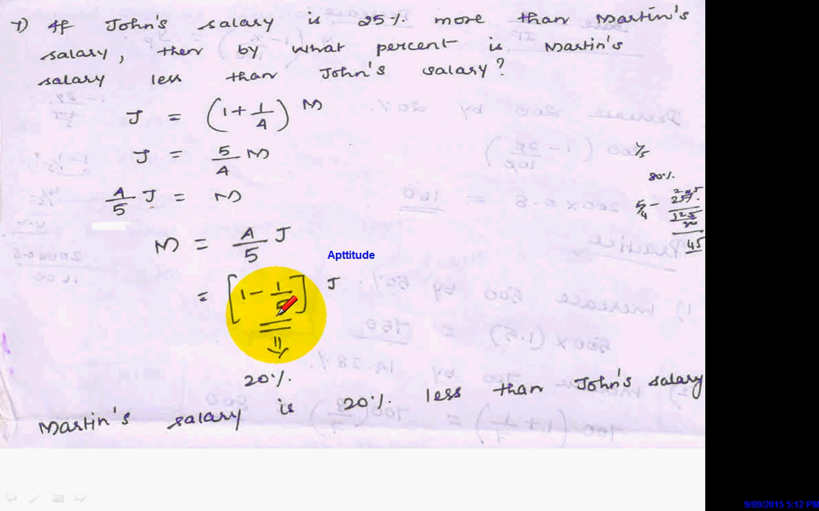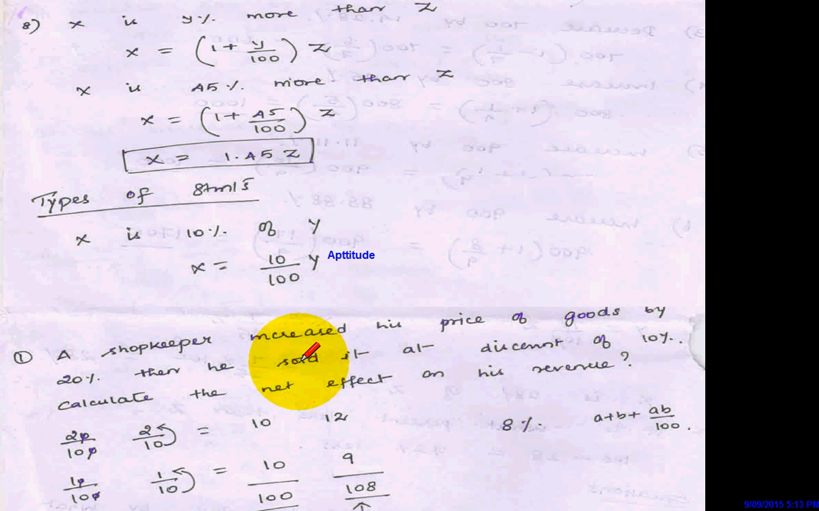So you have to interpret this 4 by 5. 4 by 5 can be written in another way in terms of minus, since it is lesser than. Since Martin's salary is lesser than John's salary, I can write this 4 by 5 in the form of 1 minus 1 by 5. See, try to simplify it. 5 into 1, 5. 5 minus 1, 4. So 4 by 5, so 1 minus 1 by 5 of John's salary. So 1 by 5 is equivalent to how much percent? 1 by 5 is a fraction and the corresponding percent is 20%. So from this we infer that Martin's salary is 20% less than John's salary. So using this integrating factor, we can calculate the answer very quickly.